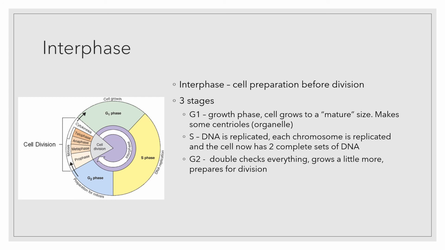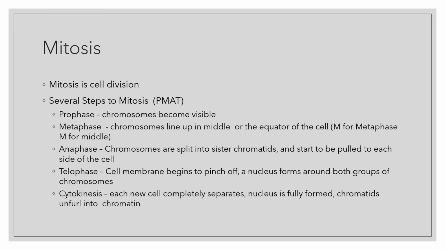And then G2, which basically double checks everything, grows a little bit more, and then just prepares for mitosis or division. Then we have mitosis, finally. Mitosis is ultimately the cell dividing. Okay, so there's several steps to mitosis. A lot of people abbreviate these to PMAT.